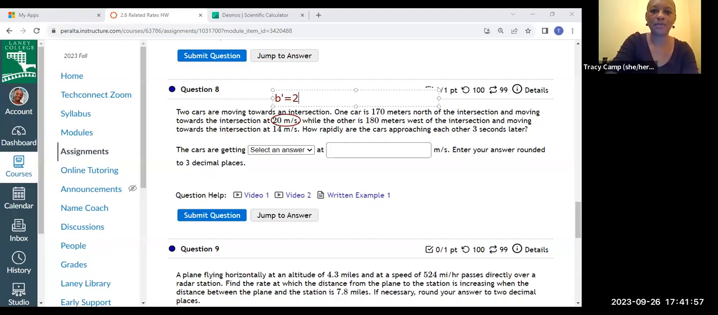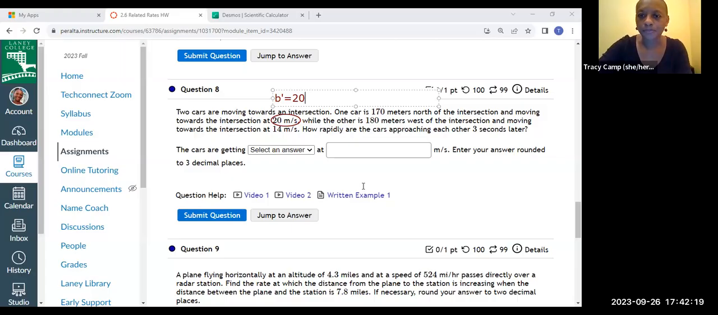So B prime is equal to 20, because B was my first car's distance, right? And again, rate is the derivative. So in this case, we're talking about distance over time, which means we're talking about velocity. So velocity is derivative.